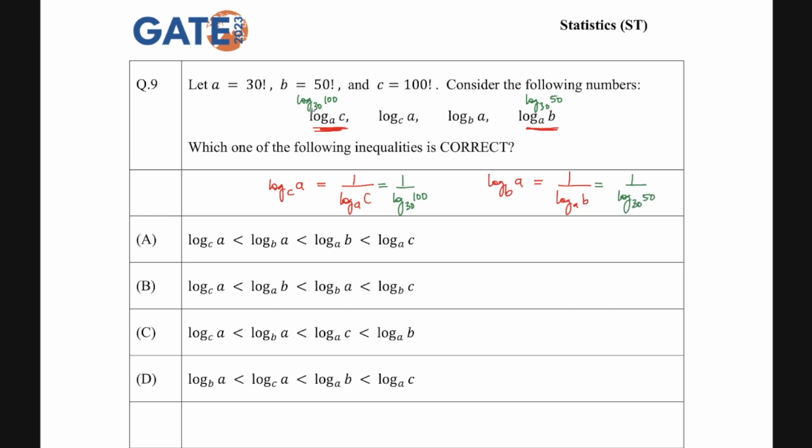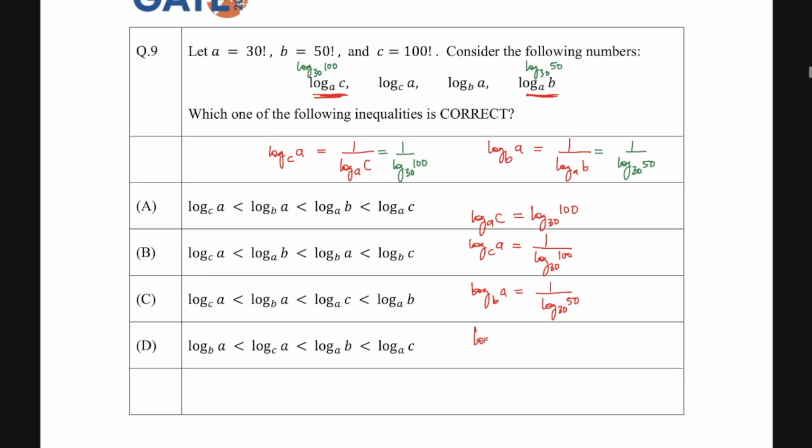Now everything is in log base 30. I'll write it down once again so that I can reduce your confusion. Log base A of C is equal to log base 30 of 100. Log base C of A is equal to 1 upon log base 30 of 100. Then log base B of A is equal to 1 upon log base 30 of 50, and log base A of B is log base 30 of 50. So now we have everything in the same base, and now it is easy to compare.